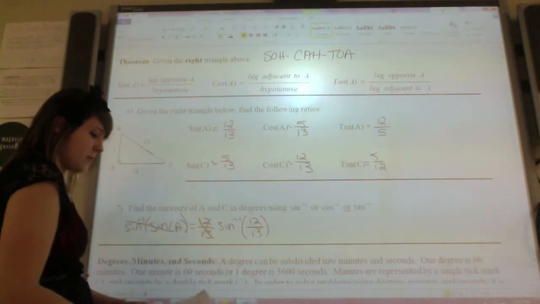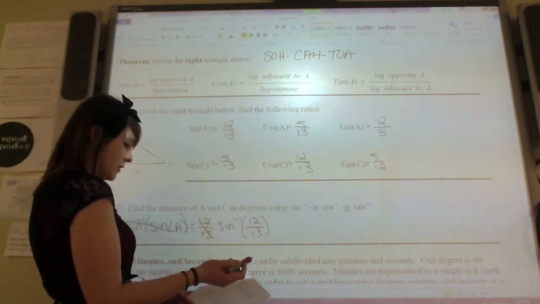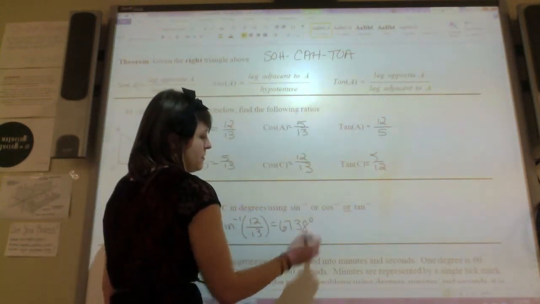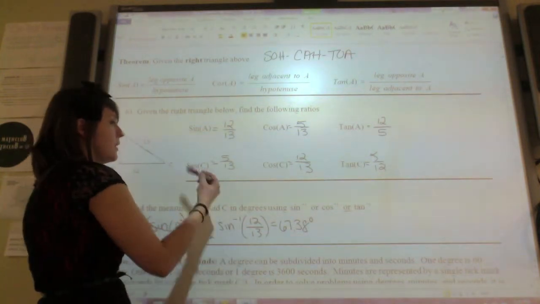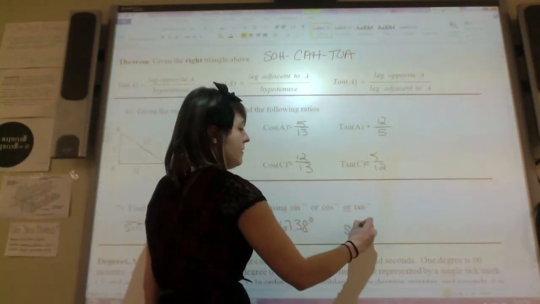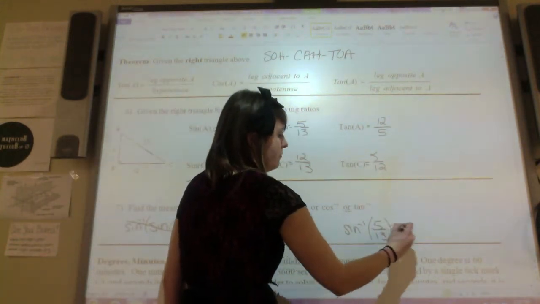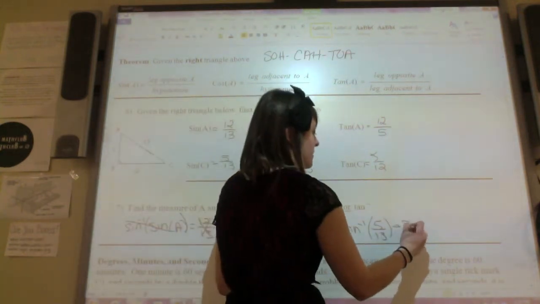I can just plug that into my calculator, and I get 67.38 degrees. Okay, and then you can do the same thing with C, so I could do the inverse sine of 5 over 13. That's going to give me angle C, which is 22.62 degrees.